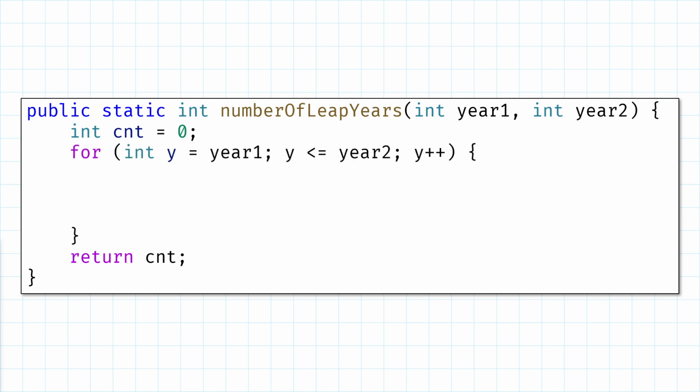Next, we're going to loop through all of the years from year1 to year2 inclusive. Notice that we need to have y less than or equal to year2. Otherwise, it won't count year2 as a leap year, assuming that it is. This is probably the most common mistake I see students make when we've done this free response in class.